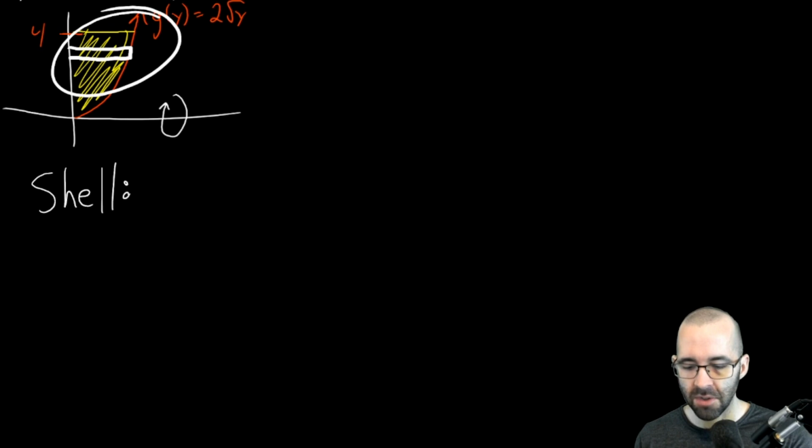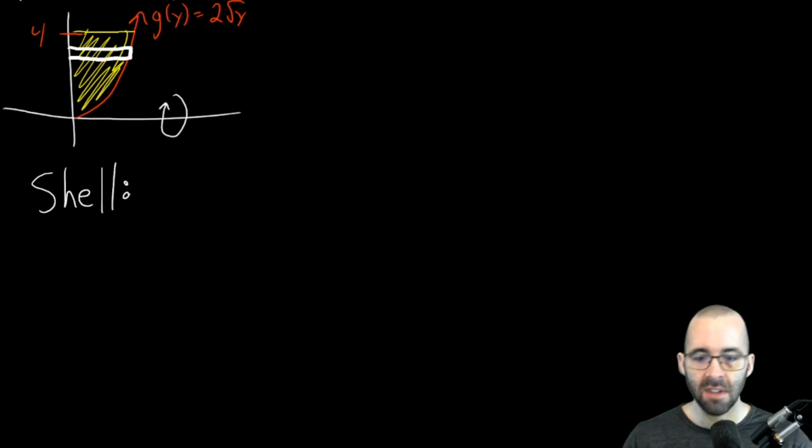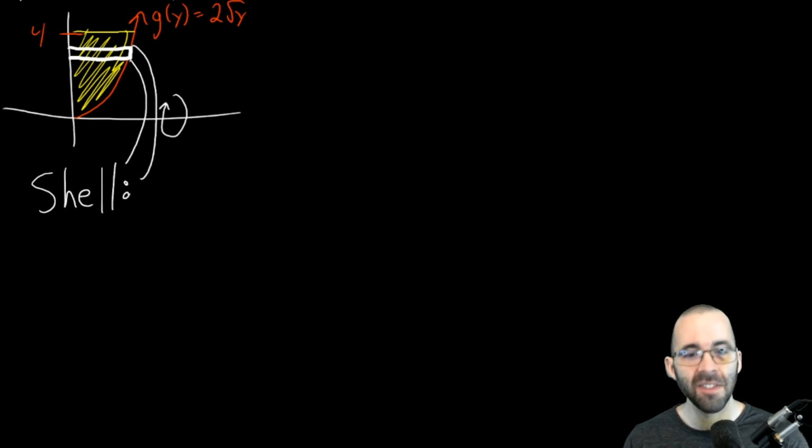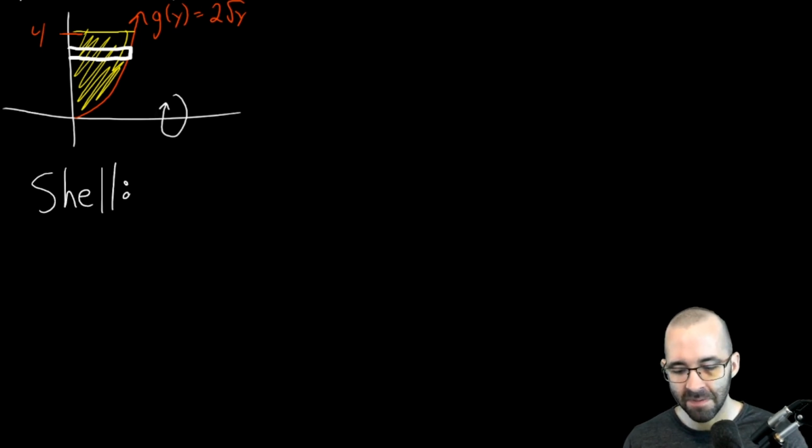Should really draw this picture more. It's, I think, very important and helpful. So the shell method says, yeah, we just add up all those volumes from what happens when you make a little shell out of this. This way is the shell, right?